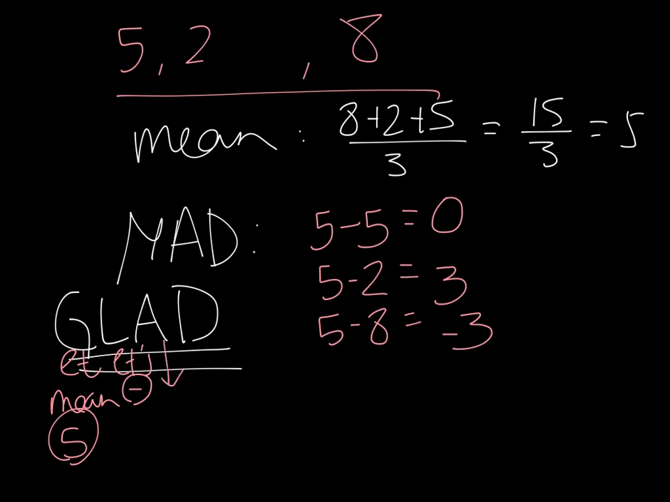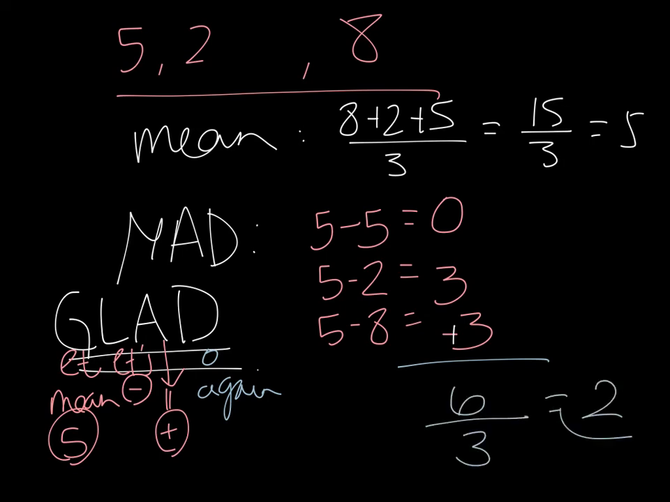A stands for absolute value. Let's call it all positive, okay? Because absolute value, you guys have a hard time remembering what that is. So I'm going to change everything to positive. And then D is to do it again, meaning do the mean again. So I'm going to add them all up, which is 0 plus 3 plus 3, which is 6, and divide it by 3 numbers, 2. So my MAD is 2, okay?